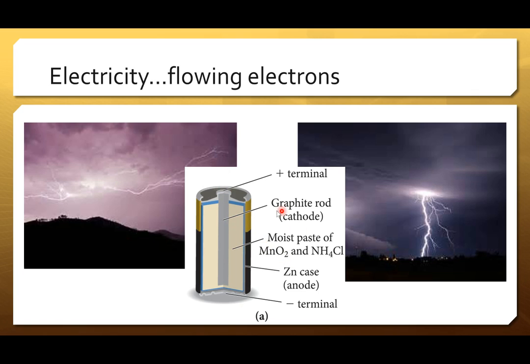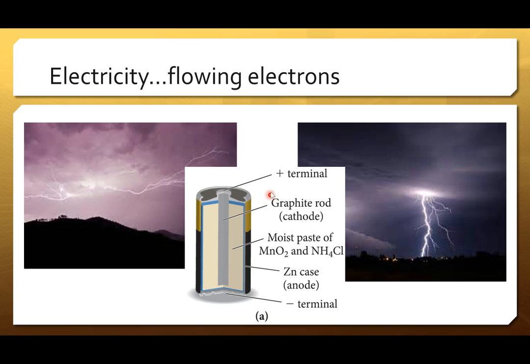Okay. So what we're going to see here, and then another rod, I should point this one out too. So this is one rod that is going to be what we call a cathode. We'll talk about that in a minute. And another rod made of zinc, which is an anode. And then the rest of this is just kind of filling to insulate this process.